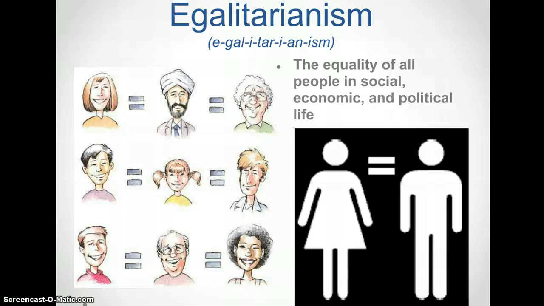The next word is egalitarianism. Egalitarianism means that all people in a society are equal or treated equally in terms of social, economic, and political life. People during the Paleolithic era were mostly in egalitarian societies, which means they were all equals.